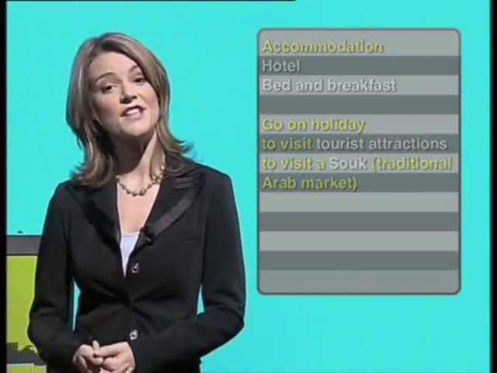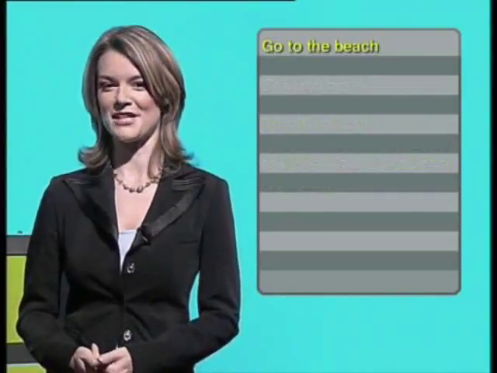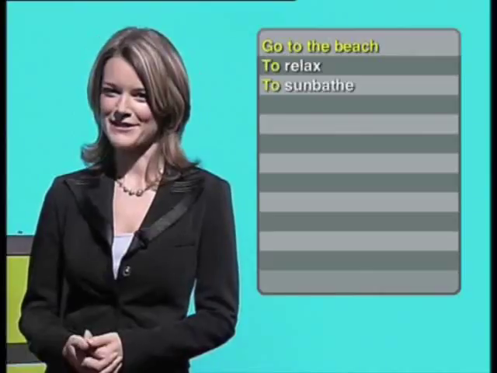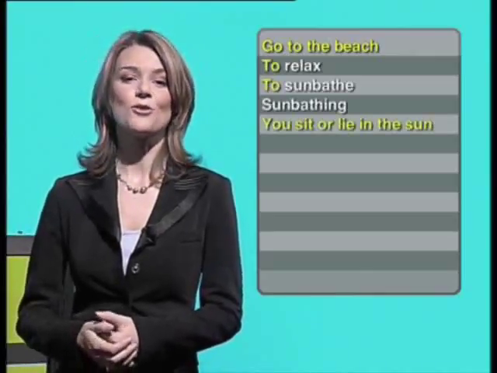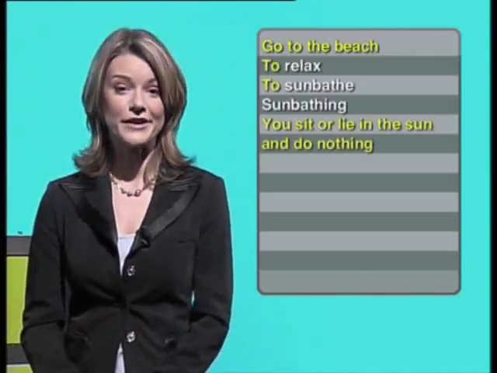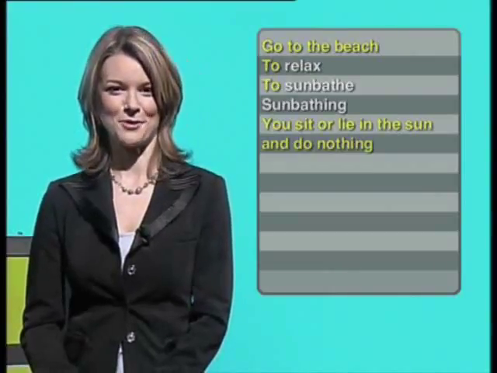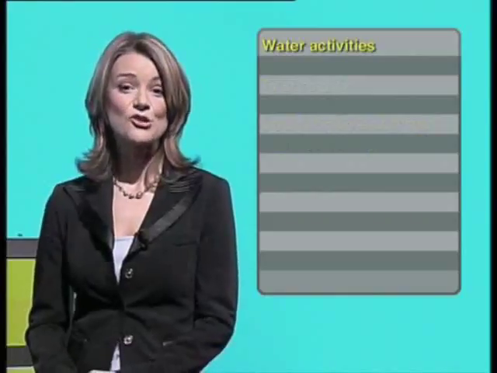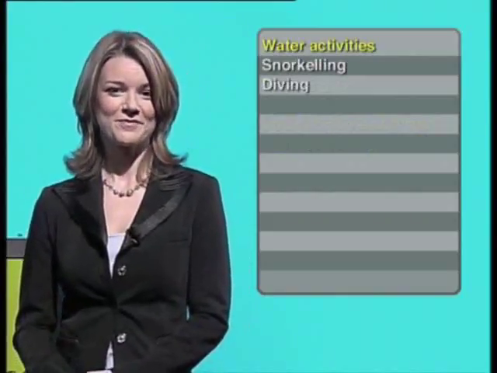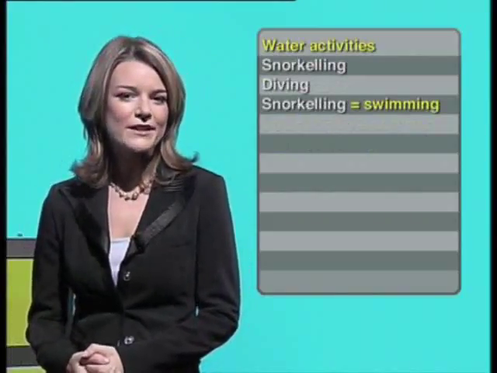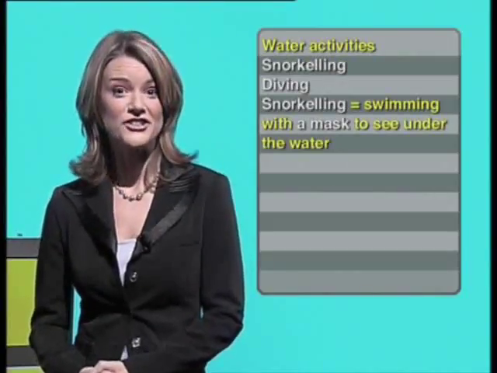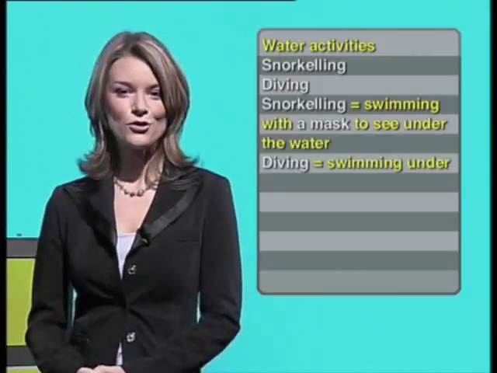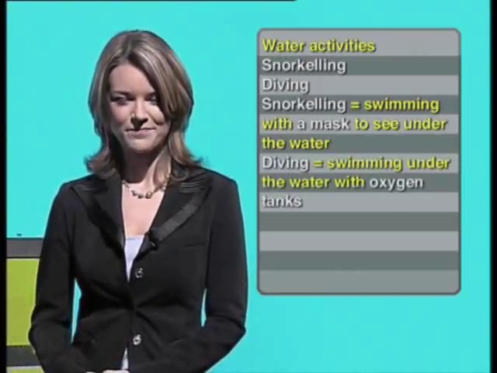Or, if they prefer the sun and the sea, they go to the beach. When I go to the beach, I like to relax and sunbathe. Sunbathing is when you sit or lie in the sun and do nothing. Maybe just read a book. But there are often water activities you can do, like snorkeling and diving. Snorkeling is like swimming, but you have a mask to see under the water. Diving is swimming deep under the water with oxygen tanks to breathe.